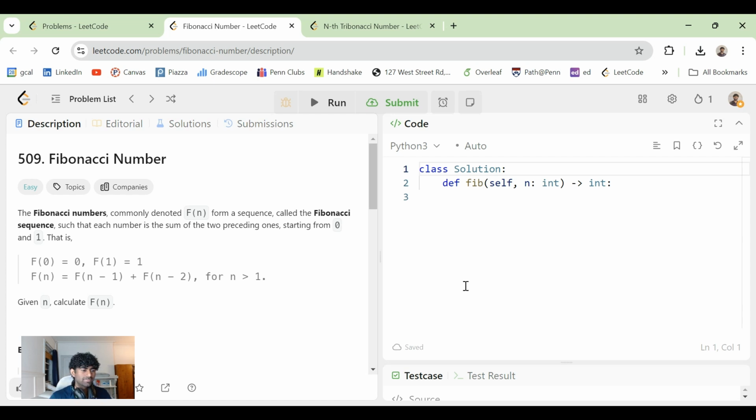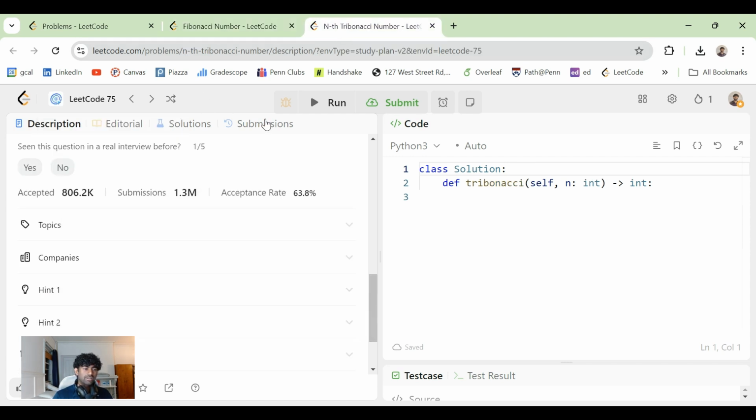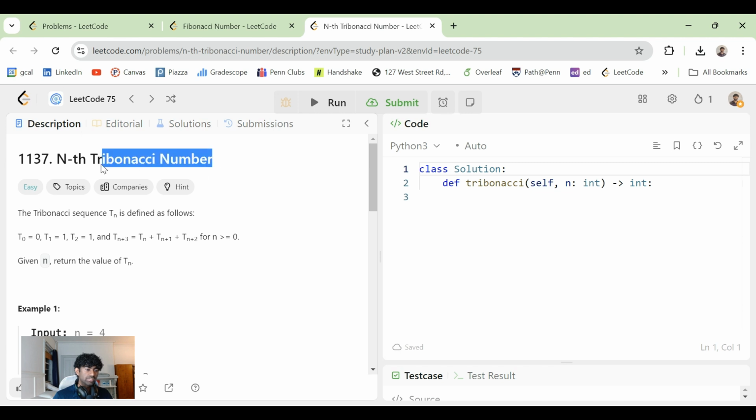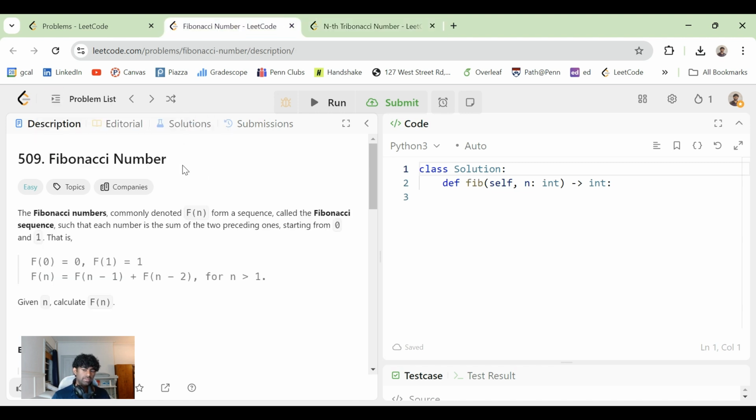What's up, everyone? Today, I'm going to be doing two problems in LeetCode: the Fibonacci number and the nth Tribonacci number. Both of these follow suit with dynamic programming concepts that are very important.